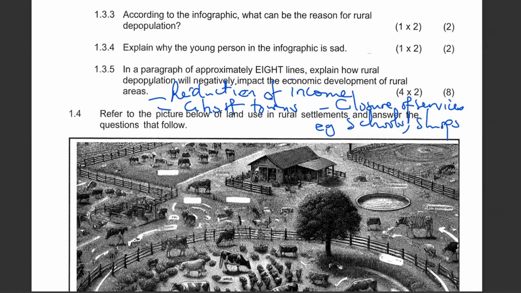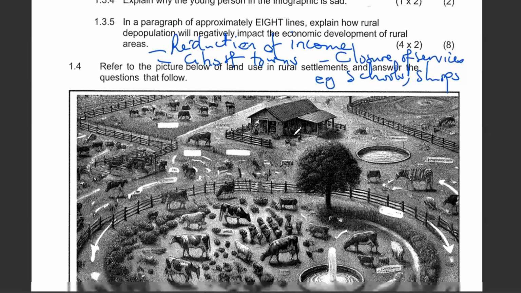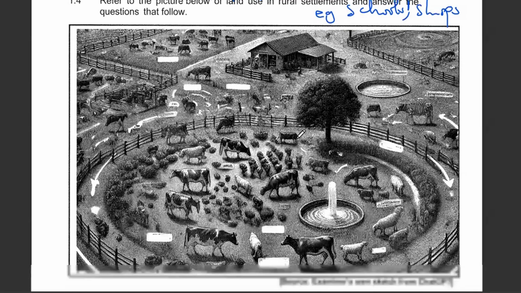So it also applies to rural economies. If the number of people in the rural areas falls below the minimum required to support those services, they have to close, which will imply that there will be further problems in the rural economy. Right, those are some of the highlights that you can use to answer that question.